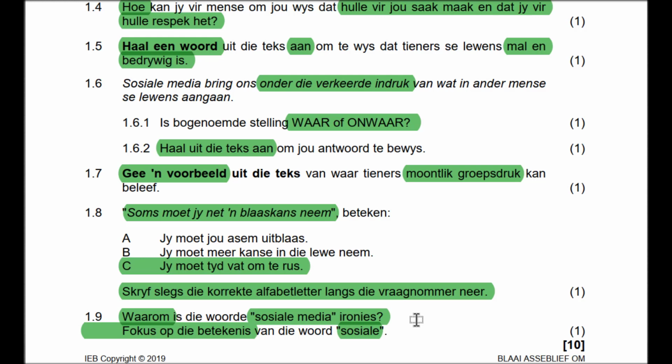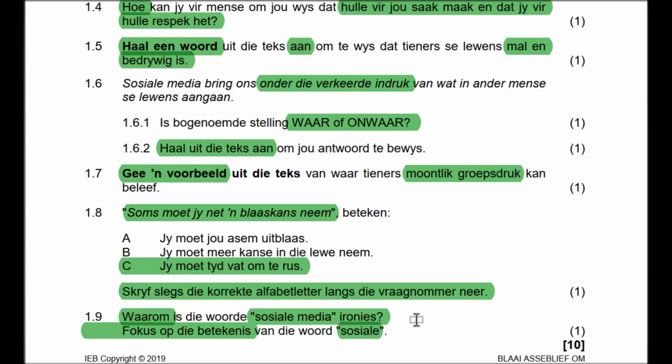So dan moet ons nou fokus op die betekenis van die woord sosiale. So as ek my antwoord gaan gee, gaan ek sê, sosiale beteken dat ons baie met mense kommunikeer. Maar wanneer ons op sosiale media is, kommunikeer ons nie met die mense om ons nie. En daarom is die woord ironies.